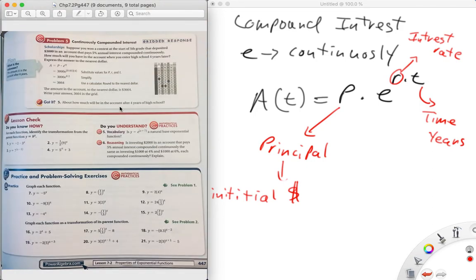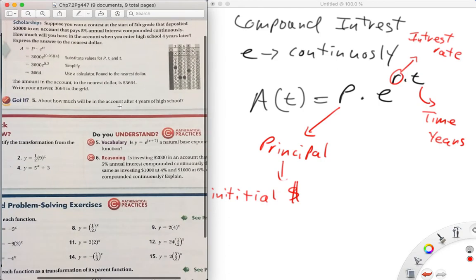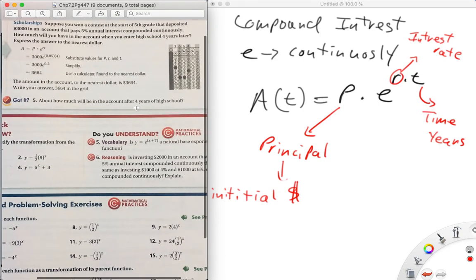Okay. So how much will be in the account after 4 years of high school? So, 5th grade, and it's deposited $3,000 to the account. It pays 5% interest compounded continuously. How much will you have in the account when you enter high school 4 years later? All right, so 4 years later, and then 4 years after that, it's going to be 8 years.